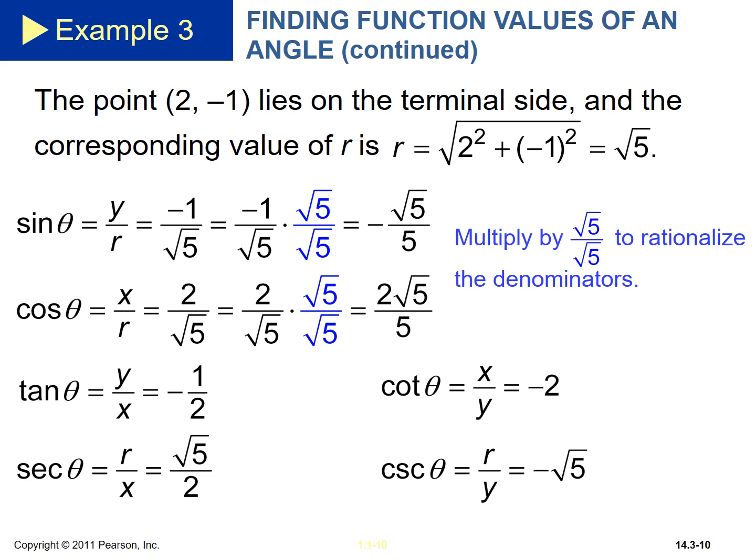The cosine would be 2 square root of 5 over 5. The tangent would be -1/2. The secant would be square root of 5 halves. The cotangent would be -2, and the cosecant would be -square root of 5. Now, you'll notice they are all reciprocals, right? We've got a lot of reciprocals there.